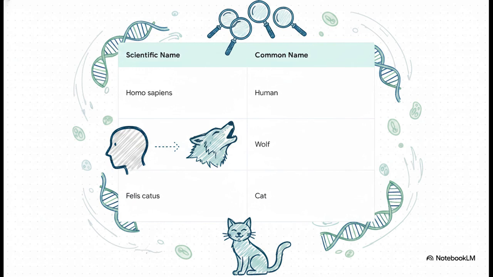Homo sapiens, that's the human. Homo is our genus, and sapiens is our species. Canis lupus, that's the wolf. Canis is the dog genus, lupus is the specific wolf species. Felis catus, the domestic cat. It is just such an elegant, brilliantly simple system.